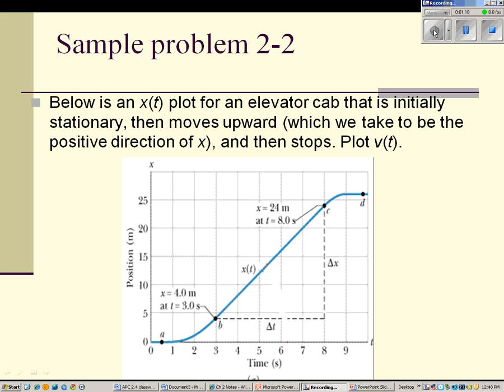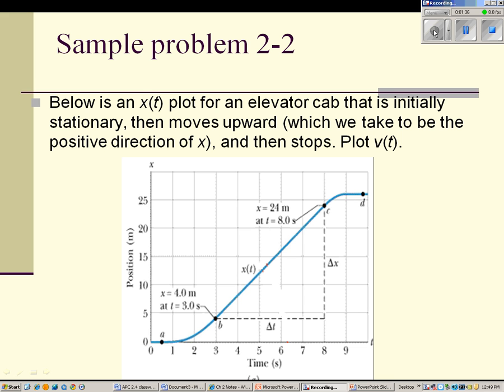We're going to look at a sample problem right now, sample problem 2-2. This is from the textbook. Below is a distance versus time plot for an elevator cab that is initially stationary, then it moves upwards, which we take to be the positive direction of x, and then it stops. What we want to do is plot the velocity versus time graph.